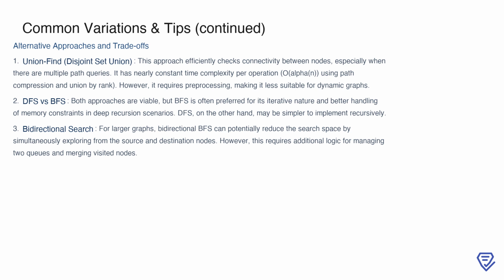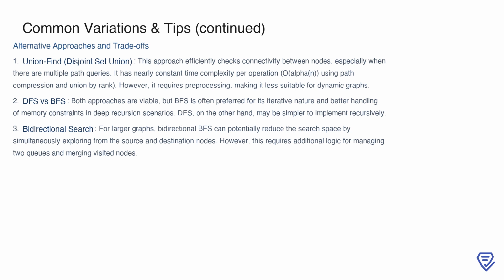One powerful method is the union-find algorithm, also known as disjoint set union. This is particularly efficient for checking connectivity when there are multiple path queries, as it operates in nearly constant time per operation using path compression and union by rank. However, keep in mind that union find requires pre-processing the graph, which makes it less suitable for dynamic scenarios where the graph changes frequently.